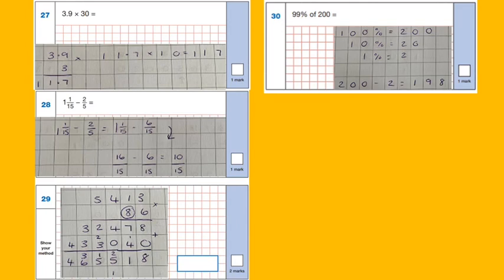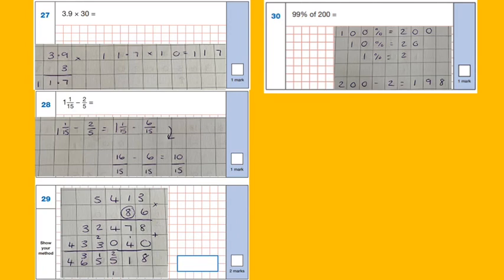Moving on to the next one, we've got 1 whole and 1/15 subtract 2/5. For this one, I have turned my fractions both over the same denominator. So I've got 1 whole and 1/15 subtract 6/15, because I would multiply 5 by 3 to get to 15. I've then multiplied 2 by 3 to get to 6.